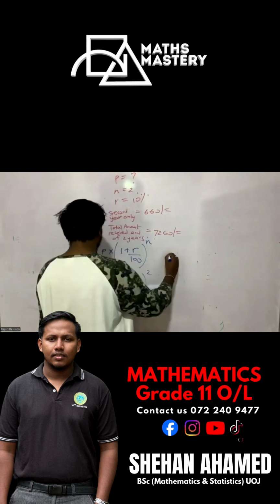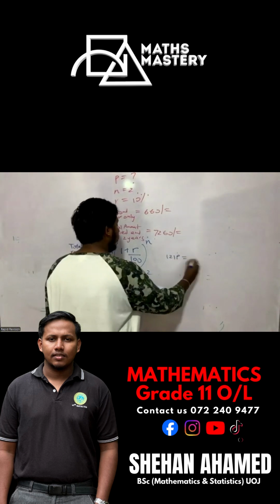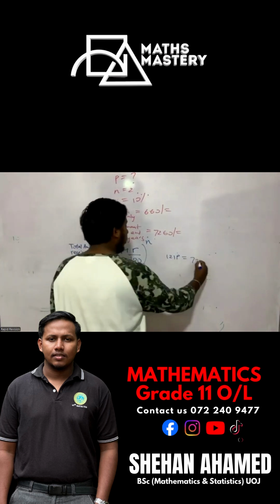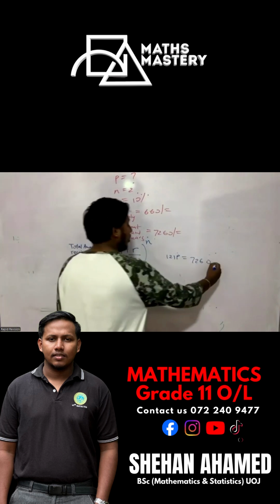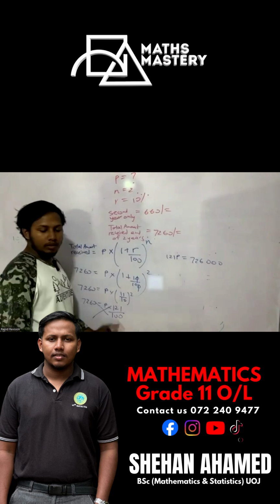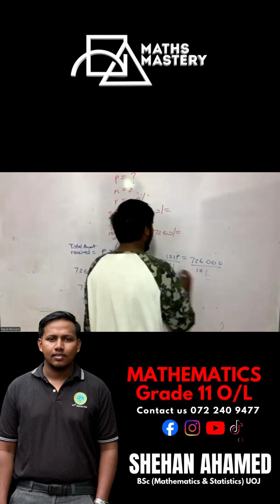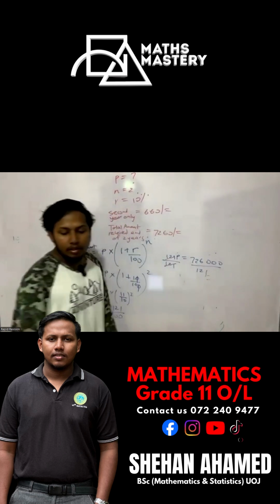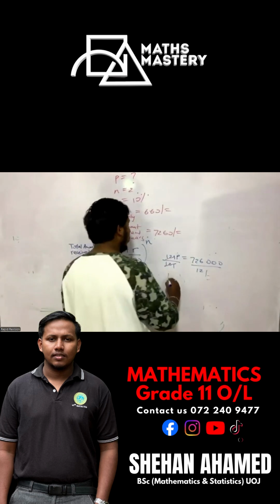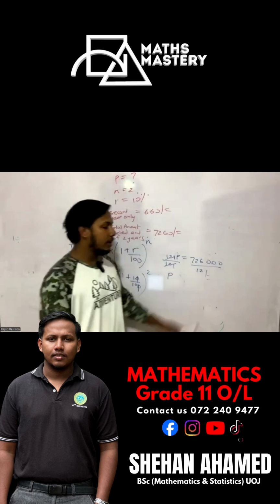So 121P is equal to 7260 and another 2 zeros. Divide by 121; 121 and 121 cancel. So the principal amount is, if you divide this by this, you'll get the answer.